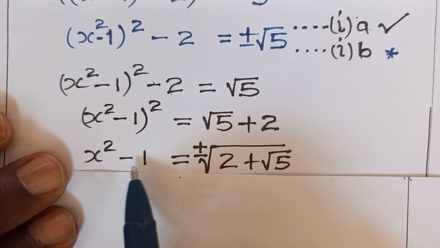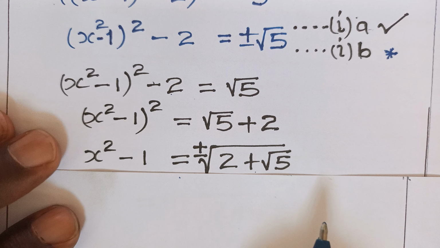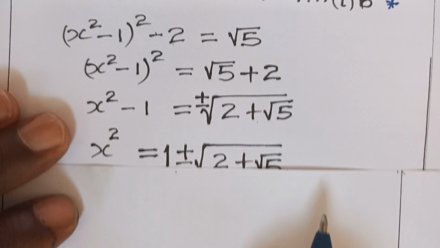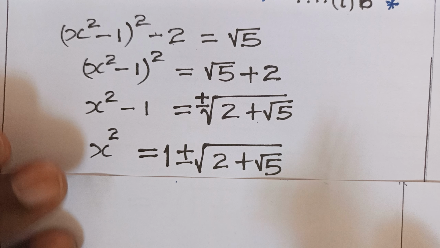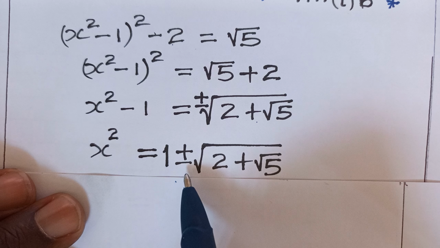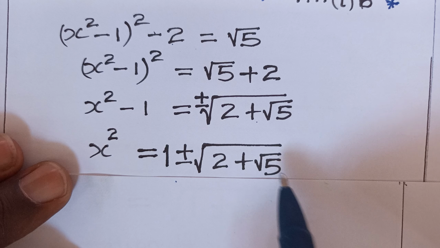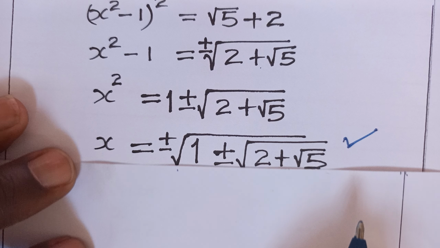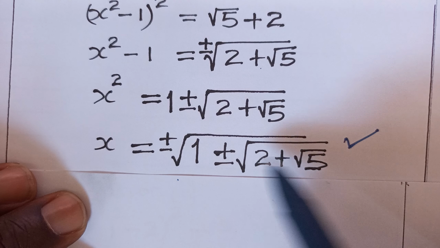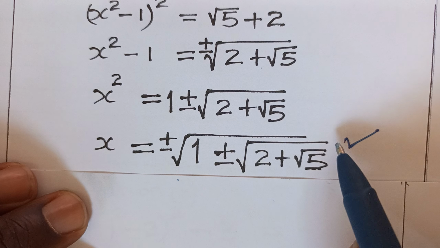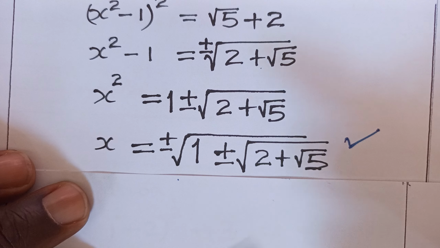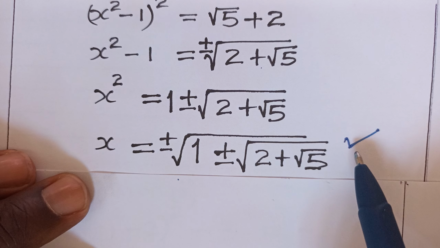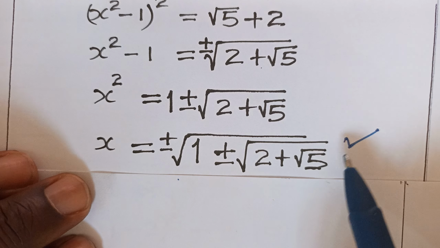I can now bring this negative 1 on this other side, and this is the equation that I get: x squared equals 1 plus or minus square root of 2 plus square root of 5. I can take the square root on both sides, and when I do that, this is what I get as one of my solutions. So I have this first solution that I have gotten.